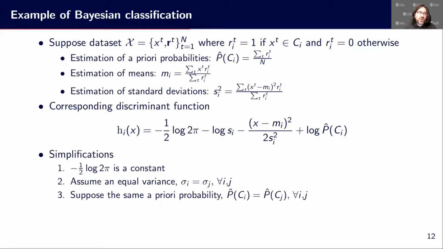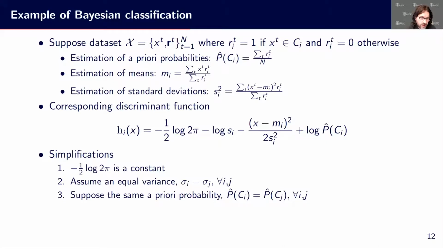We can do some more simplifications over that equation. First, we know that this part, -1/2 log 2 pi, is a constant. This is the same for all hi. So basically, we don't care about keeping this because all hi will be affected the same way.